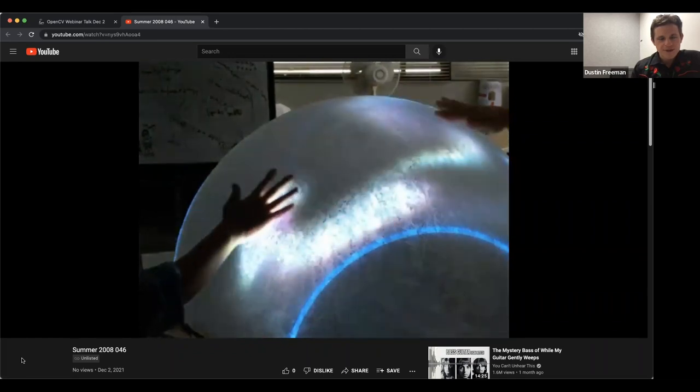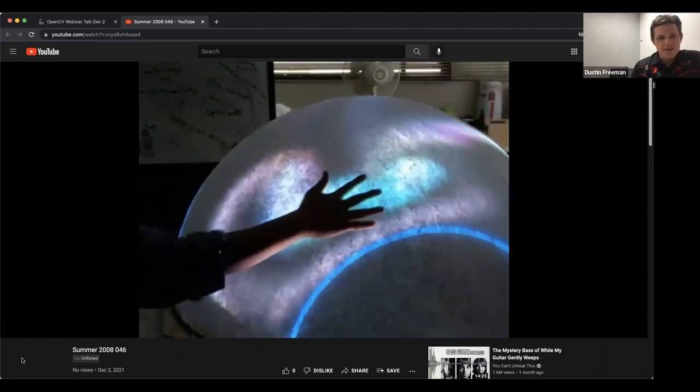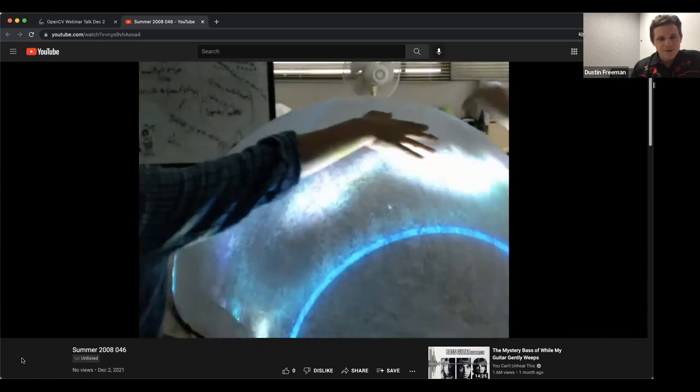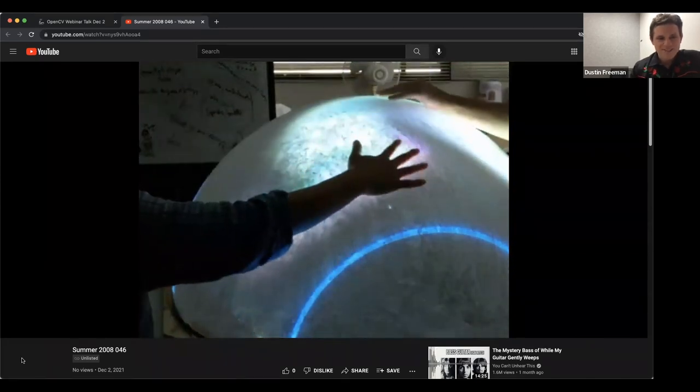So here's a vision system. This is not something anyone should actually use for anything. This is way too big. But there we are, 2008. Interesting.